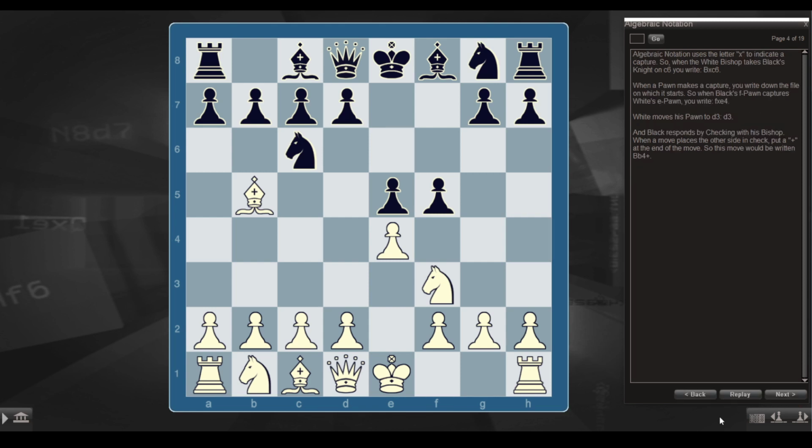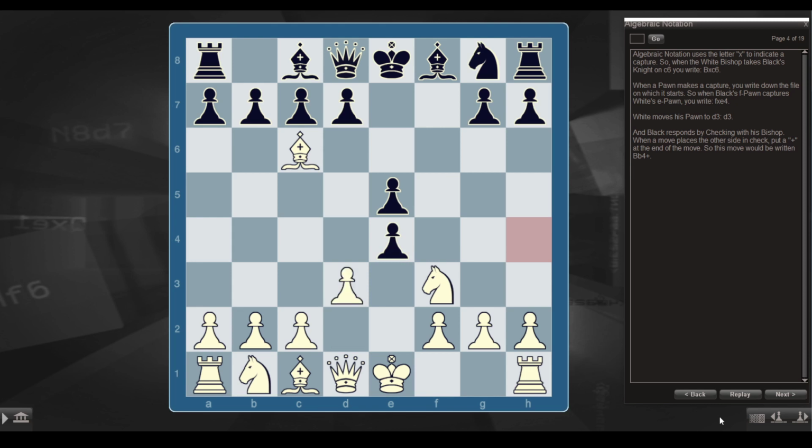Algebraic notation uses the letter X to indicate a capture. So when the white bishop takes black's knight on C6, you write capital B, X, C6. When a pawn makes a capture, you write down the file on which it starts. So when black's F-pawn captures white's E-pawn, you write F, X, E4.